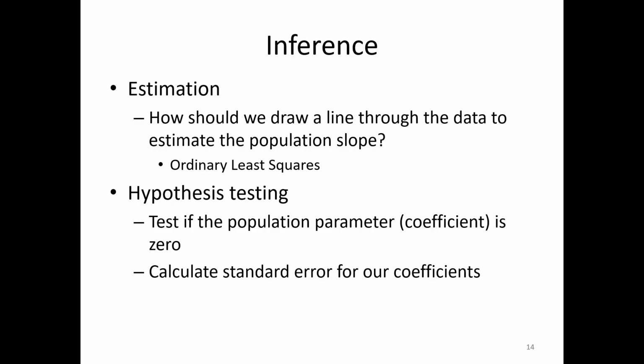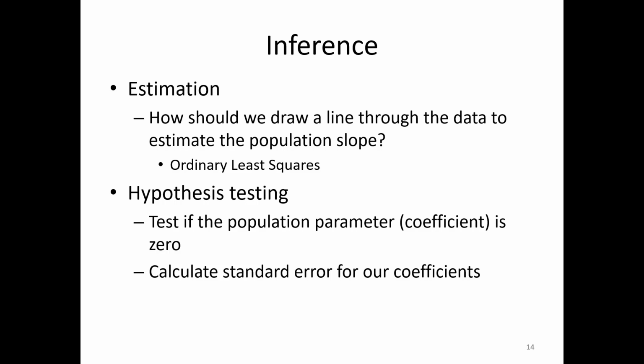So, inference. We've done estimation. We've estimated the line. We've drawn the line through the data to estimate the population slope. And we did this using ordinary least squares, minimizing the sum of the squared errors. But now we know that we just pulled one sample, and that each time we pull a sample, it's going to vary, right? And so we need to think about tests of hypothesis, similar to what we talked about in comparison of means, right? So we want to test the population parameter coefficient is 0. A population parameter coefficient is 0 means there's no relationship. That would be a horizontal line.